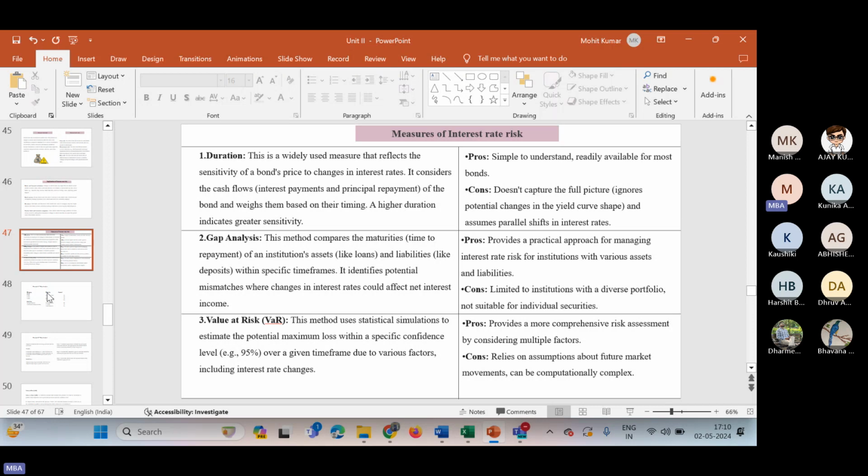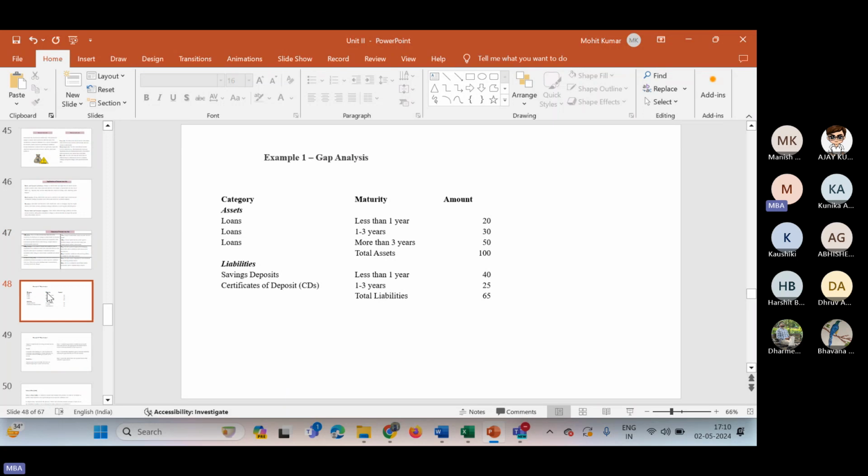because the person you are giving a loan to will pay you more interest, and that would be an income for you, because generally this is the main source of income for the banking sector: the difference between the interest they charge and the interest they pay. So through this we did some gap analysis. I showed a very simple numerical example with assets on one side and liabilities on the other, where total assets are 100 and total liabilities right now are 65. Though assets should equal liabilities, this is for example purposes.